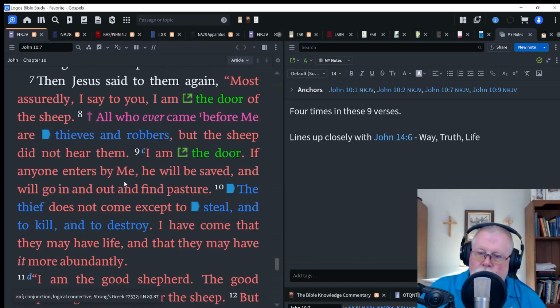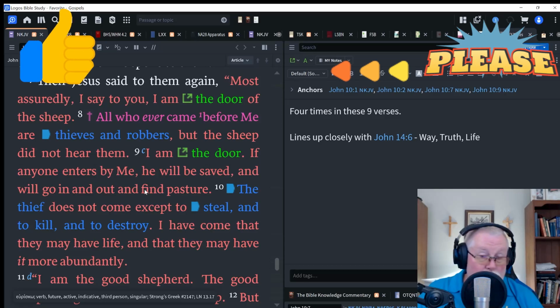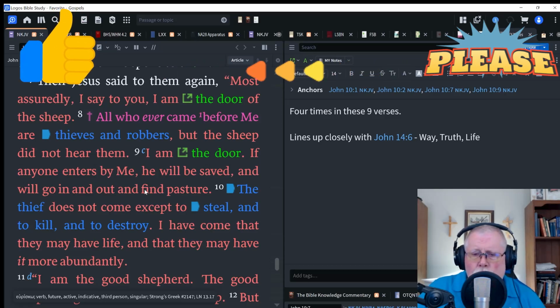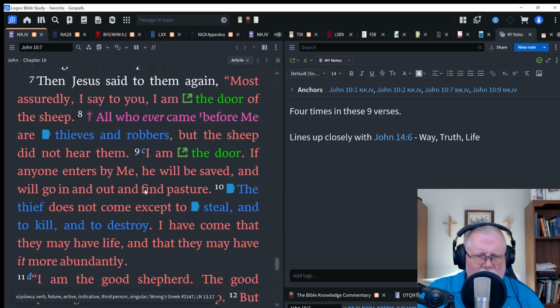I am the door. If anyone enters by me, he will be saved and will go in and out and find pasture. That was the shepherd's job. Take them to pasture. Take them to the things that fed them. Take them to the water that they needed. Take care of them first.